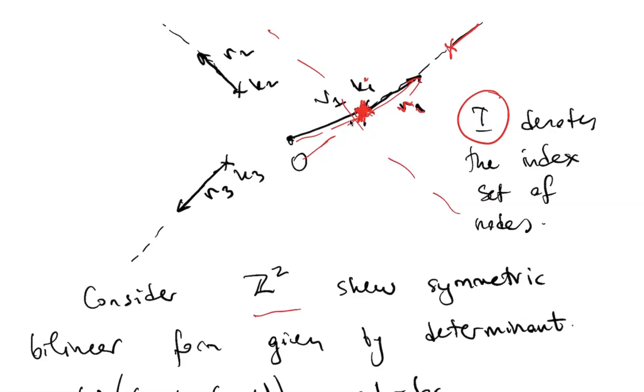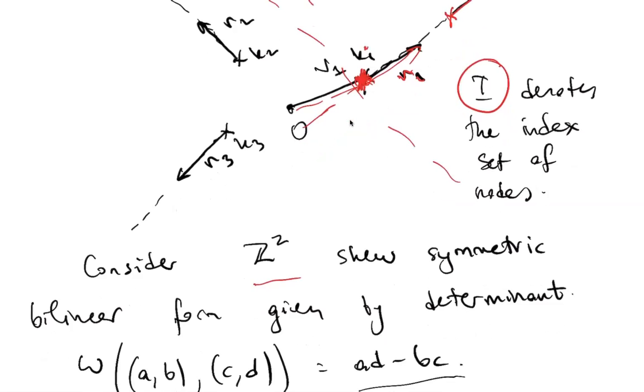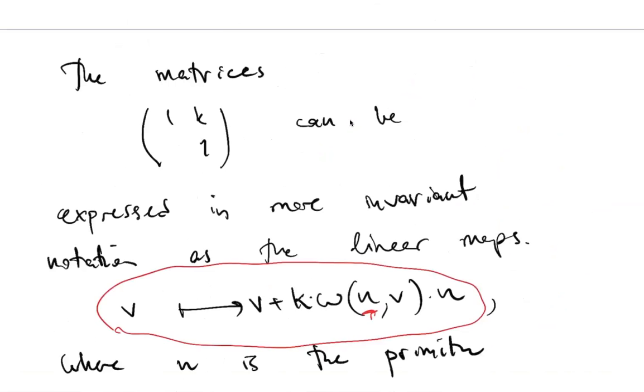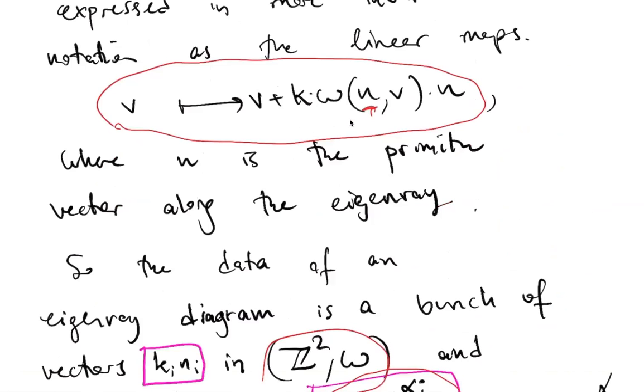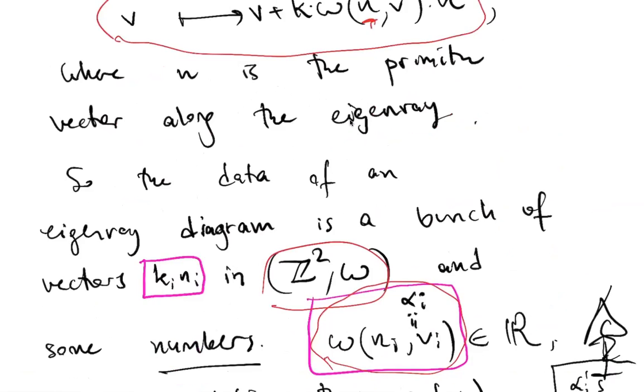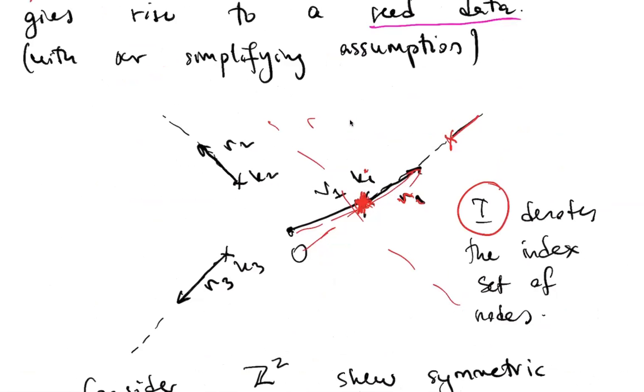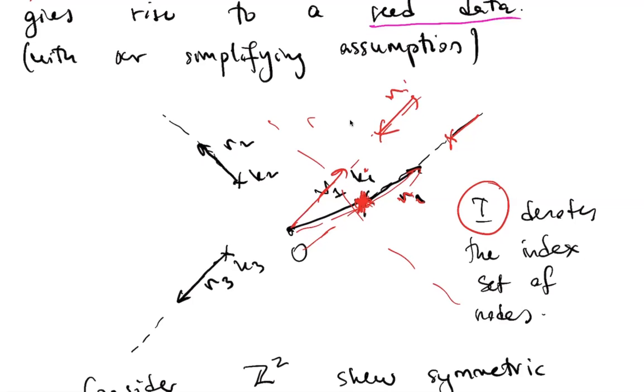And that's just one number for each node. I can encode that number using the vector vi, which tells you where the point is, and the primitive vector, and just apply omega to that. So if, for example, it looked like this, then my vi will be in the direction of ni, so the number will be 0, because it's skew symmetric.